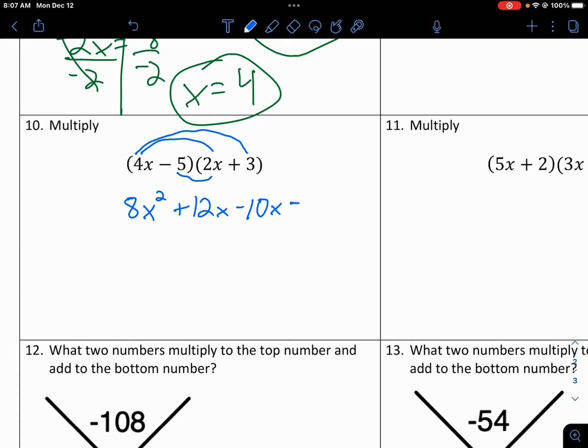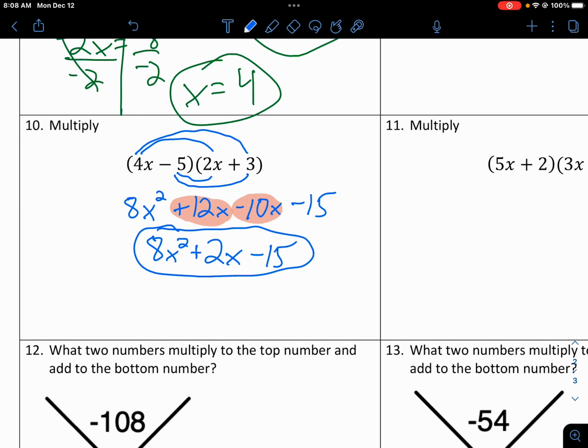And then the last terms, negative 5 times 3, which is negative 15. And if you follow that order, the middle terms, the ones that have x's on them, you're not going to multiply, you're going to add them together. So 12 plus negative 10, or 12 minus 10, is 2. So 2x, and then bring the 8x squared down. Bring the negative 15 down, and you are done. Okay?